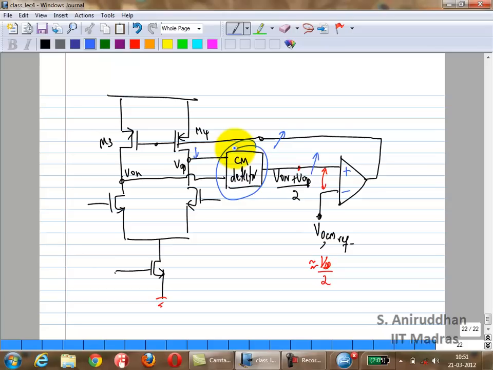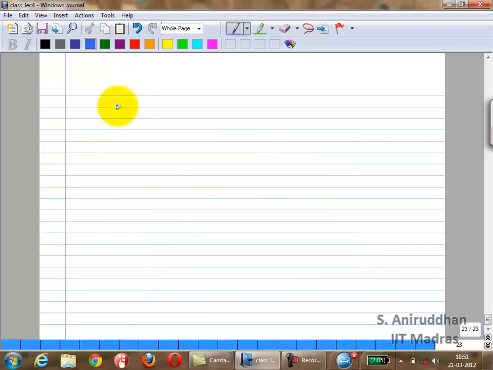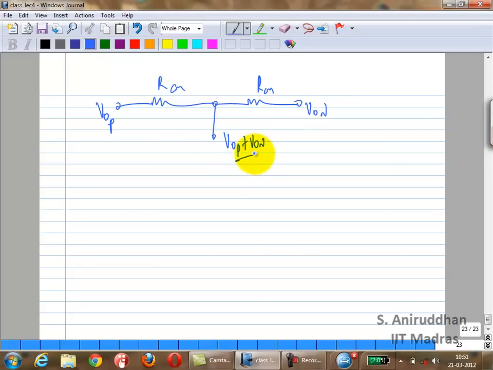Okay. So the first thing you would think of. Let's say this is VOP. I'll call this RCM. What is this voltage? (VOP plus VON) over 2. Correct? So this is a case of resistive sensing. Now there are certain disadvantages with this. What are the disadvantages?